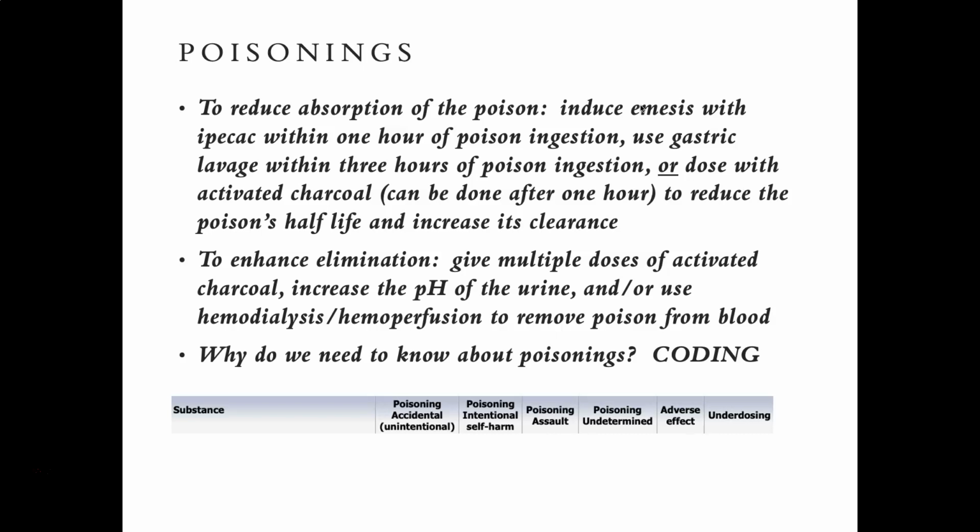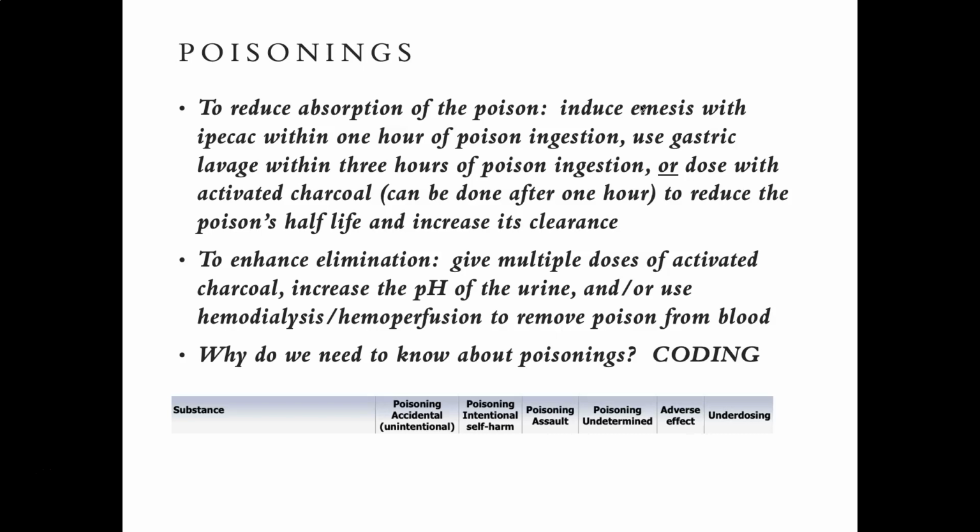To enhance elimination, there are also 3 ways you can do this. You can give multiple doses of activated charcoal. You can increase the pH of the urine by what you give the patient, usually through infusion, and or use hemodialysis or hemoperfusion to remove the poison from the blood. So you need to know there are 3 ways to reduce absorption of the poison and what they are. You need to know there's 3 ways to enhance elimination and what those 3 are.